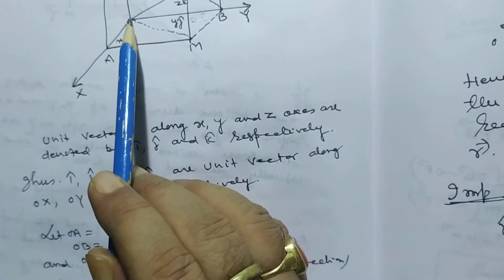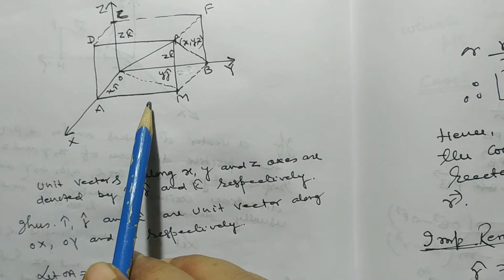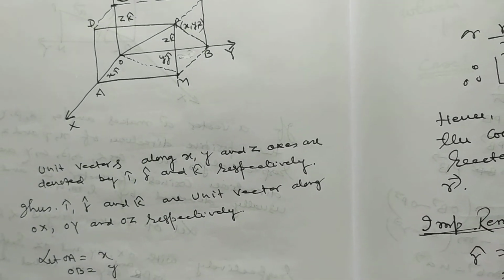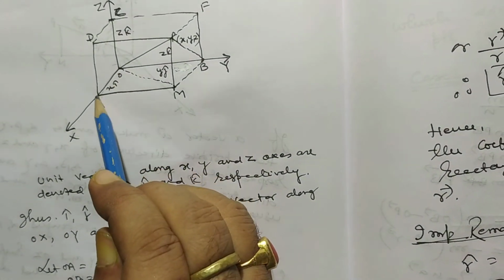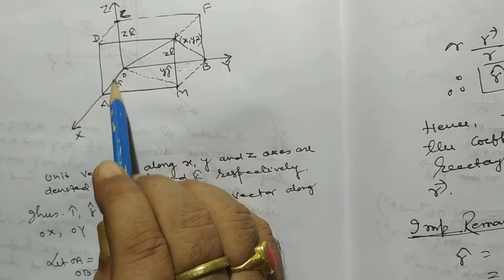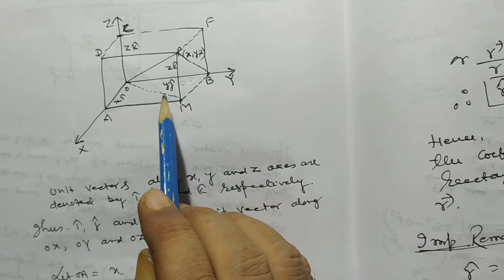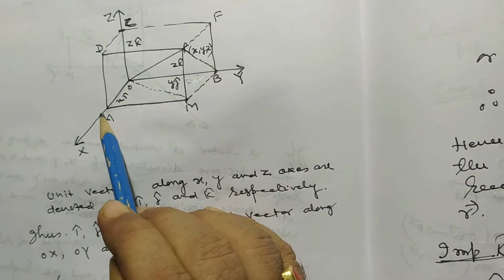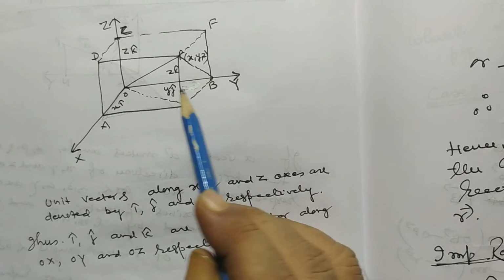OP can be written as OM plus MB by the triangle law we have just discussed. Now, OM is equal to how much? OM is equal to OA plus AB. OM is also a triangle. So, OM is equal to how much? Here, OM can be written as OA plus OB.